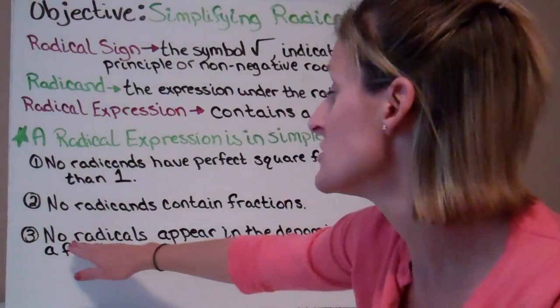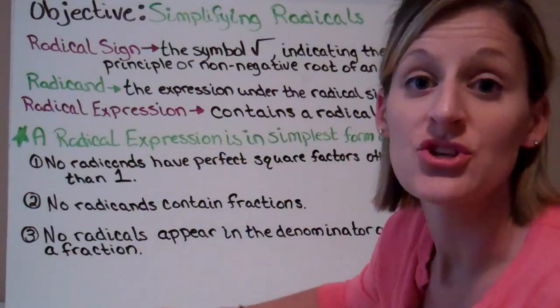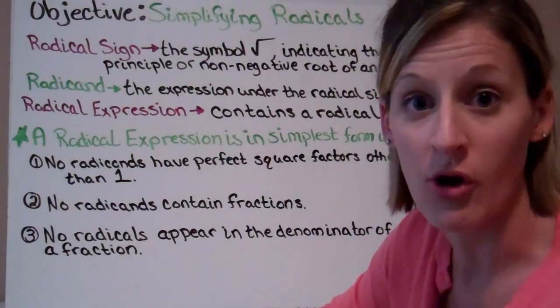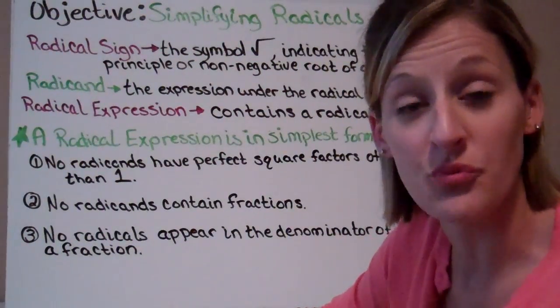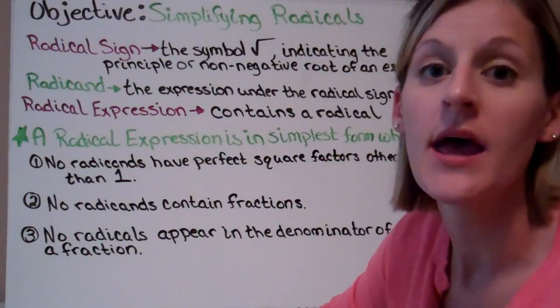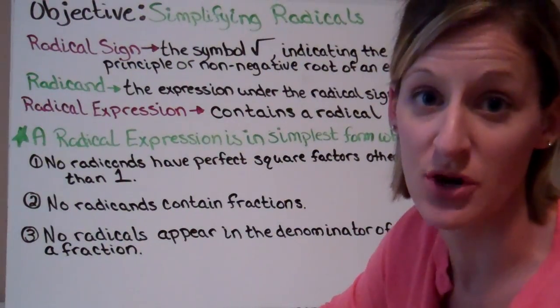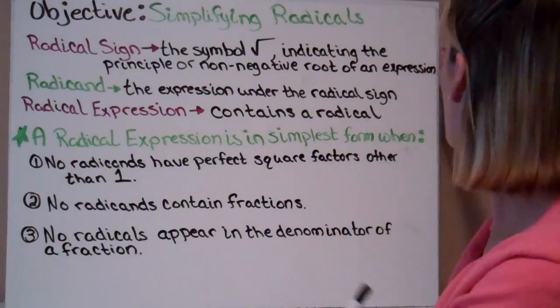And then the last one is no radicals appear in the denominator of a fraction. So this is going to be that bottom part of a fraction. If there's a radical sign in that bottom part, you'll need to get rid of it by doing a few operations before you can move on and say that your expression's in simplest form.